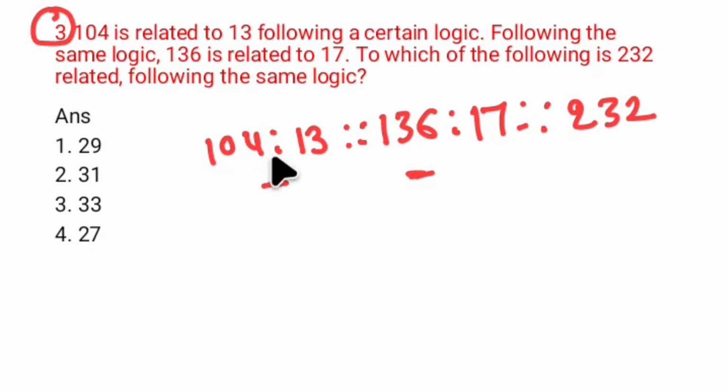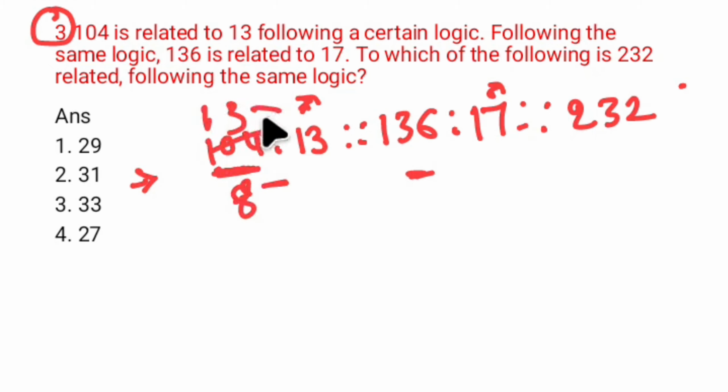So if you see 104, 13, it's a prime number, next 17, and next 19. There is no mention of 19 here, so that method is not applicable in this question. And the other method is, if you divide this by 8, 104 divided by 8, 8 1's are 8, 8 3's are 24, so you get 13. And 136 divided by 8, you get 8 1's are 8, and 56, 8 7's are 56, so you get 17.